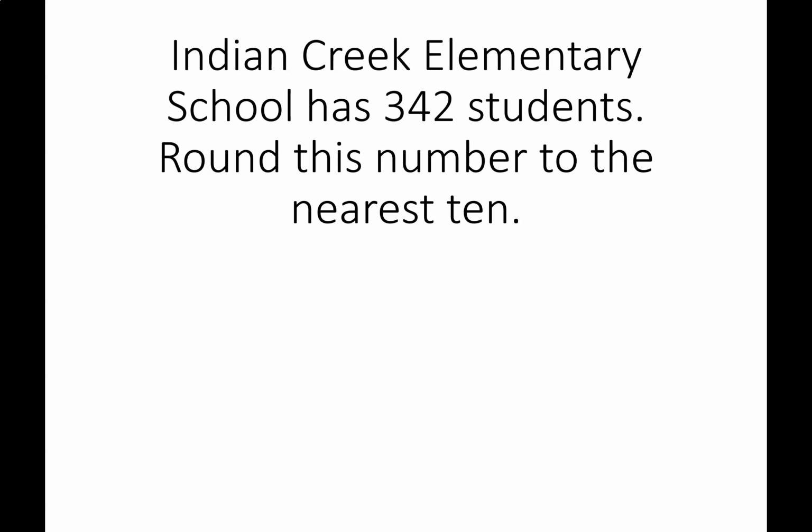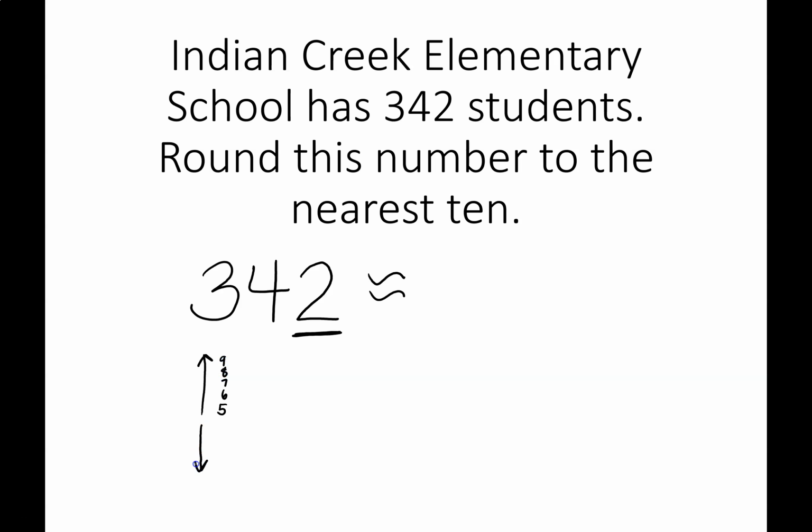Okay, so this is a little bit different than the last problem. So we have 342. And we need to round that to the nearest 10. When we round to the nearest 10, do we still look in the tens place? No, when we're rounding to the nearest 10, we look in the ones place, but the rule stays the same. 5 or greater, we round up. 4 or less, we round down.